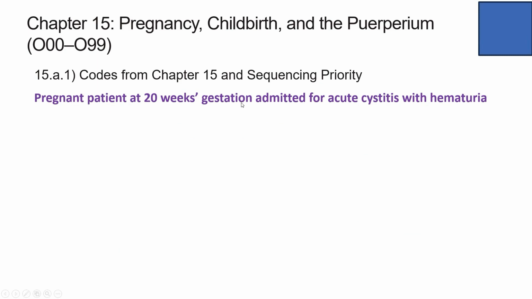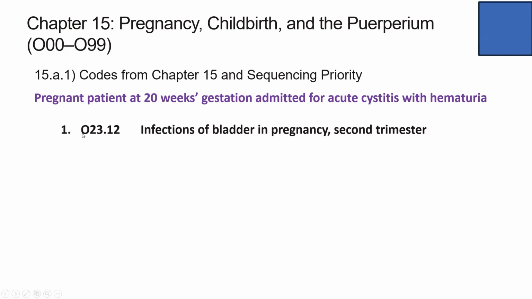Pregnant patient at 20 weeks gestation admitted for acute cystitis with hematuria. So our first code is going to be an O code, and that's infections of bladder in pregnancy, second trimester, because we're in our second trimester at 20 weeks.